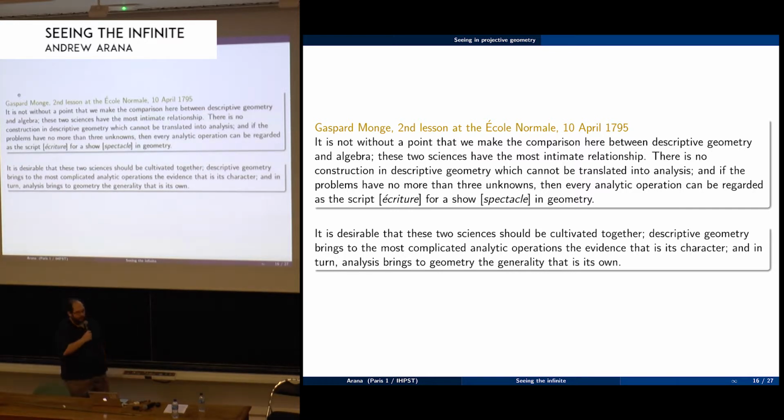And then he emphasizes a little bit later in that same lesson, it is desirable that these two sciences should be cultivated together. Descriptive geometry brings to the most complicated analytic operations the evidence that is its character, and in turn, analysis brings to geometry the generality that is its own.